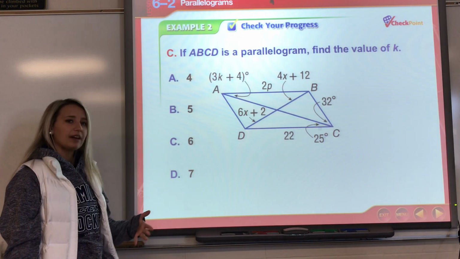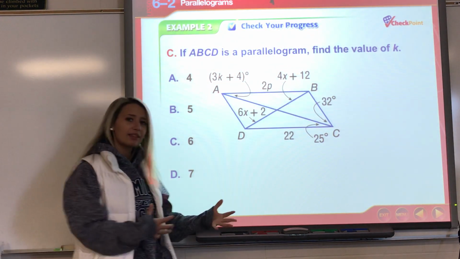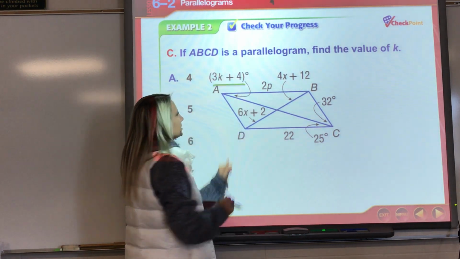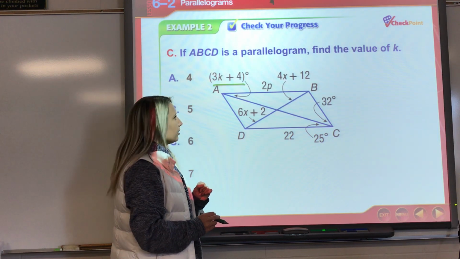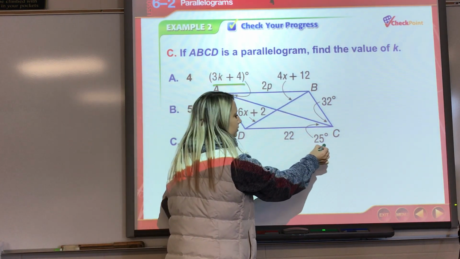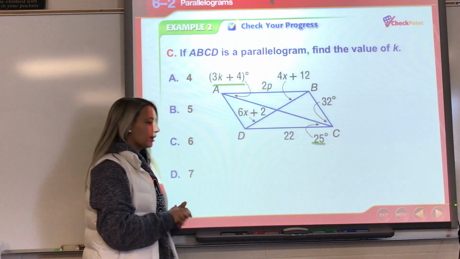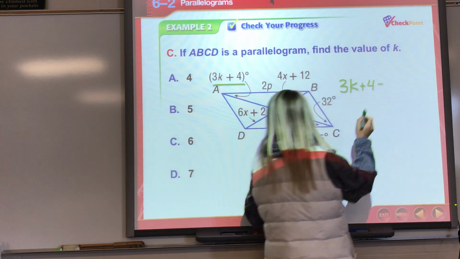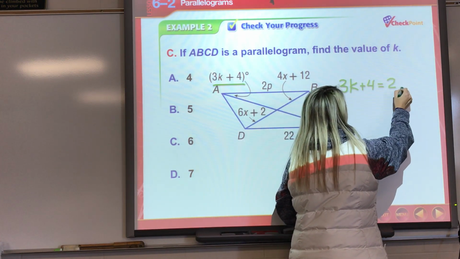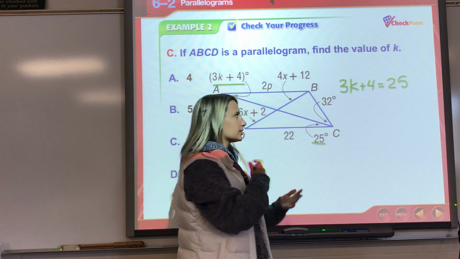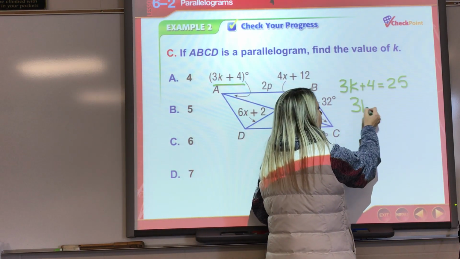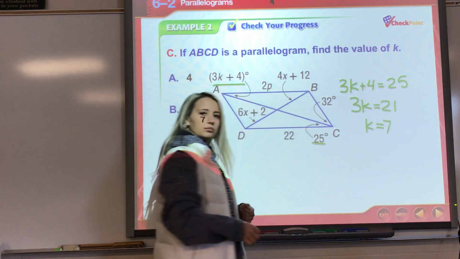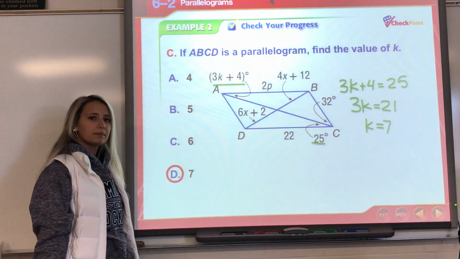Okay, one last one, finding the value of k. Right, like in that last example that I walked you guys through. Here's k, talking about this little part of the angle. We're going to set it equal to this 25. So over here I'll show my work. I have 3k plus 4 equals 25. Okay, I'm going to do some solving here. Subtract the 4 over, so I get 3k equals 21. So k should equal 7. You guys get that? Great.